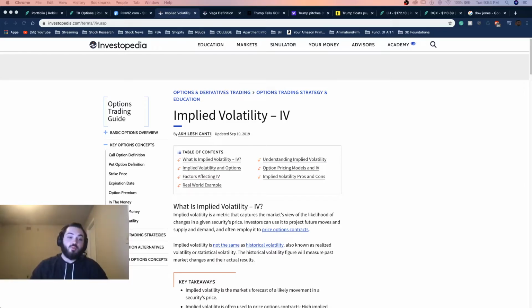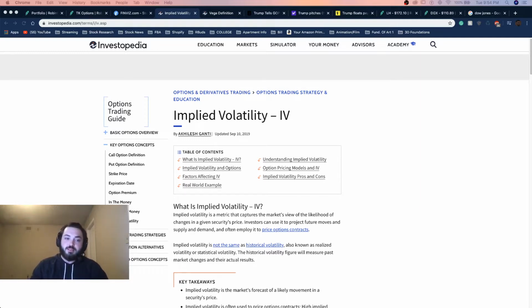What I want to go over is what implied volatility is and how important it is to understand this and how it affects your trades. Because this can mean going from $1,300 to $300 in the matter of a day because of one simple mistake. Implied volatility is the metric that captures the market's view of the likelihood of changes in a given security's price.